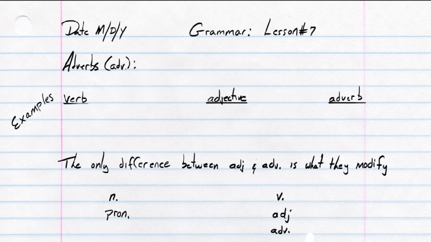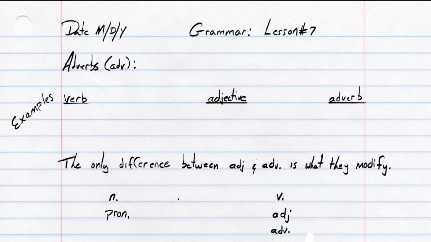Underneath the word adverbs, take a look at the page here, try to match the formatting the best you can. 3 words across there. Verb and underlined, adjective and underlined, and adverb and underlined. Then we're going to leave the next 3 lines, 1, 2, 3 lines blank, and on the 4th line down, write down this sentence. The only difference between adjectives and adverbs is what they modify.